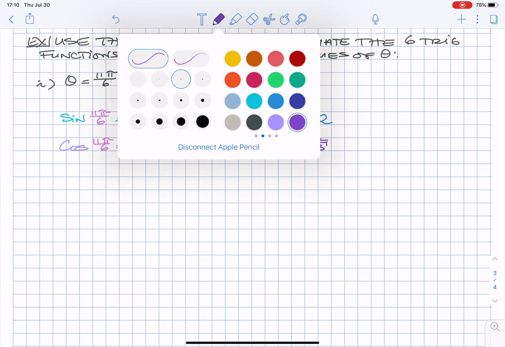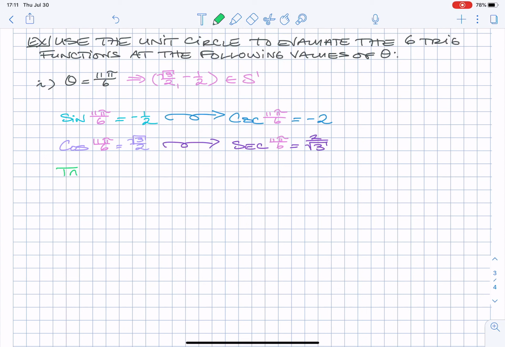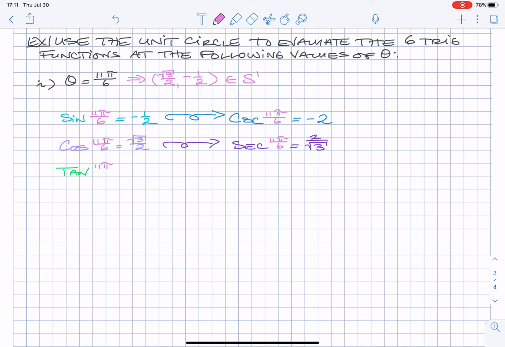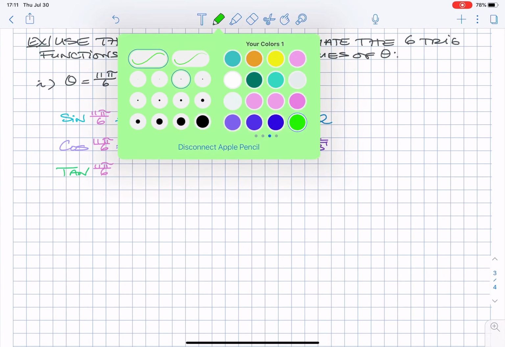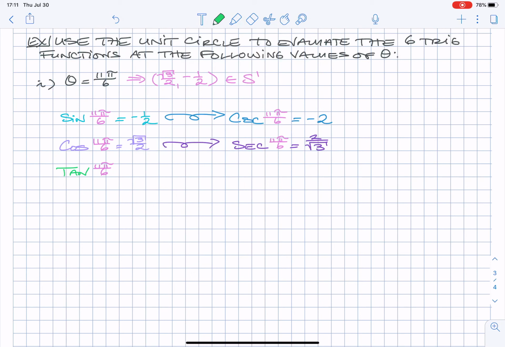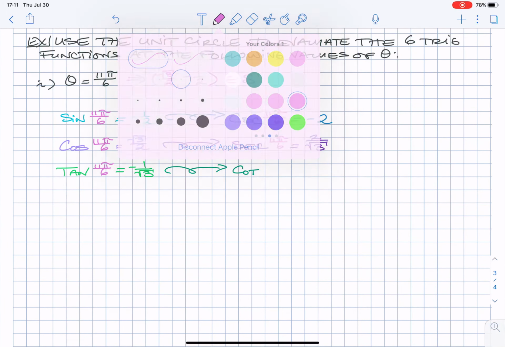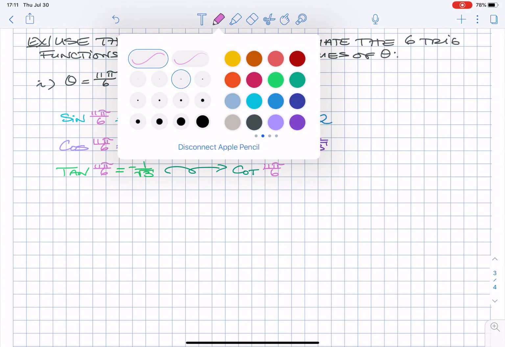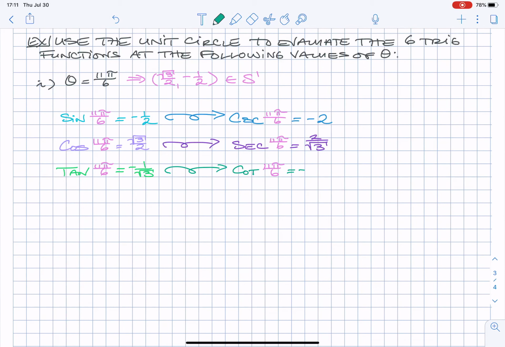Let's do tangent in green because I already used pink. So tangent of 11 pi over 6. Tangent is the quotient of the 2 guys above it. So the 2's reduce and I'm left with negative 1 over root 3. So now taking the reciprocal for cotangent. So cotangent of 330, which is 11 pi over 6, gives us a negative square root of 3.